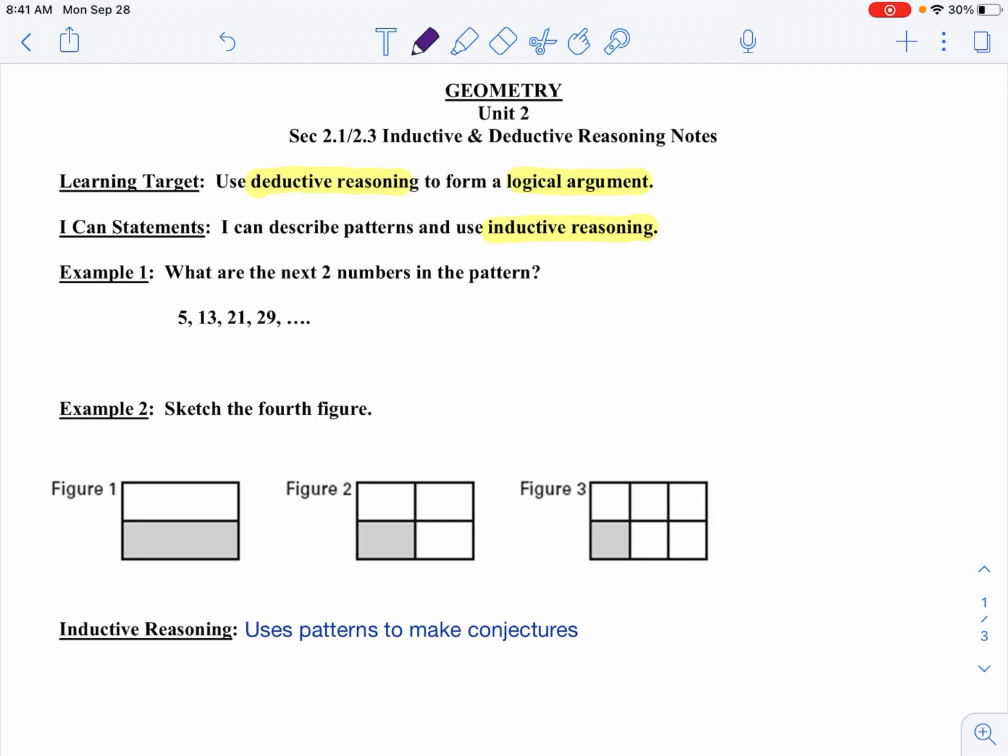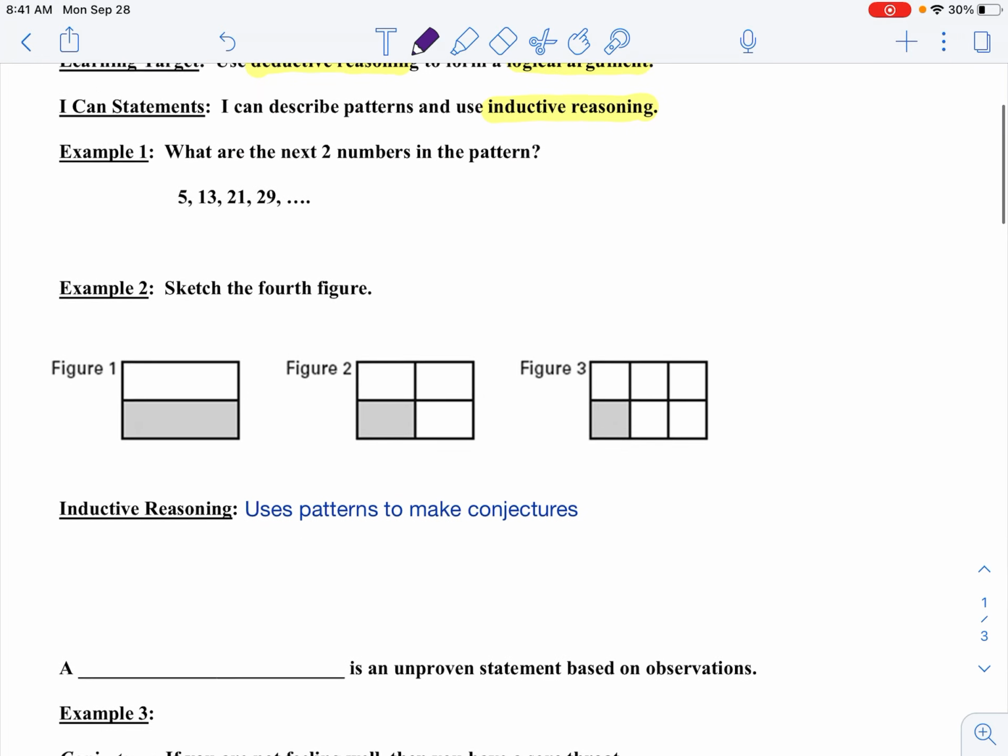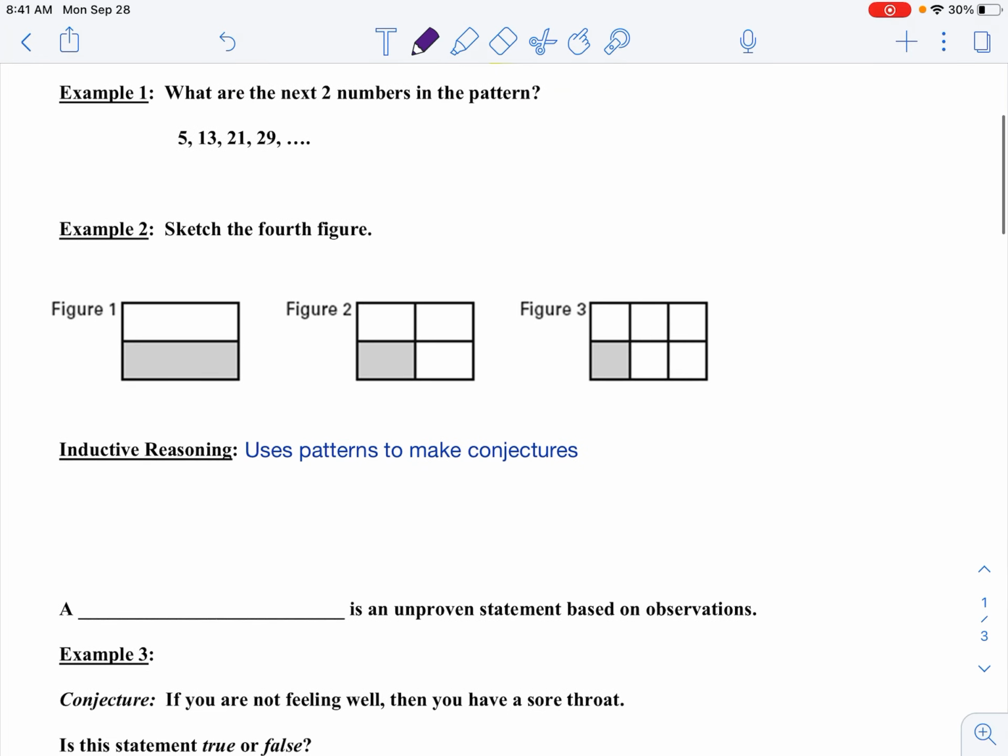The first thing I want to do is have you look at this pattern. Example 1: what are the next two numbers in this pattern? I have 5 to 13, 13 to 21, and 21 to 29. If you paused and took a chance to look at it, each time this is going up by 8. That is the pattern. I'm going to keep emphasizing this word pattern.